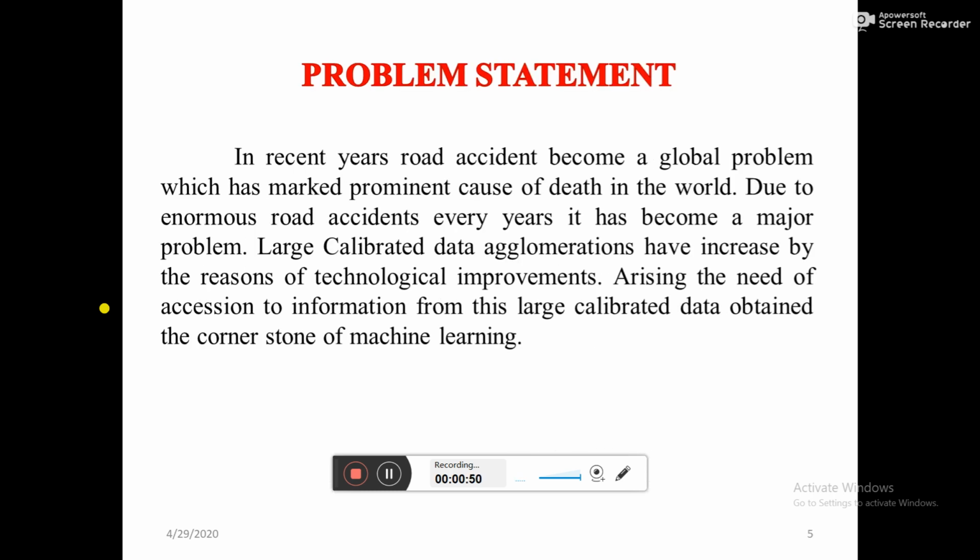Problem statement: in recent years, road accidents have become a global problem, which has marked the prominent cause of death in the world. Due to the enormous number of road accidents every year, it has become a major problem. Large calibrated data agglomerations have increased by the reason of technical improvements, arising the need of accession to information from this large calibrated data obtained, the cornerstone of machine learning.